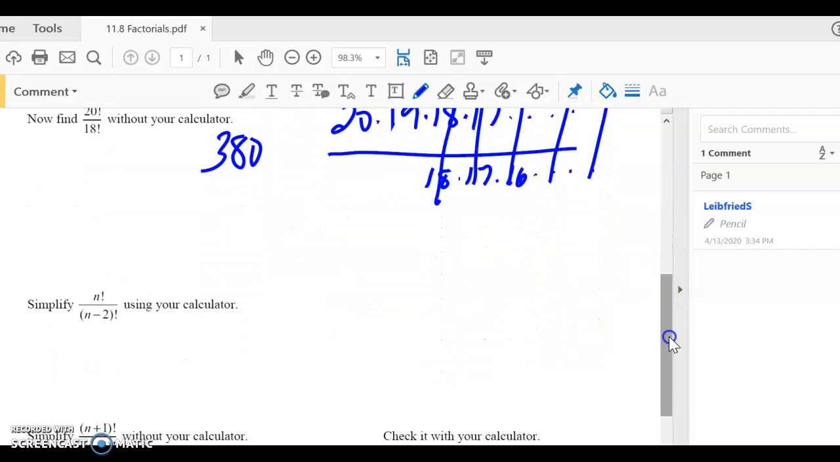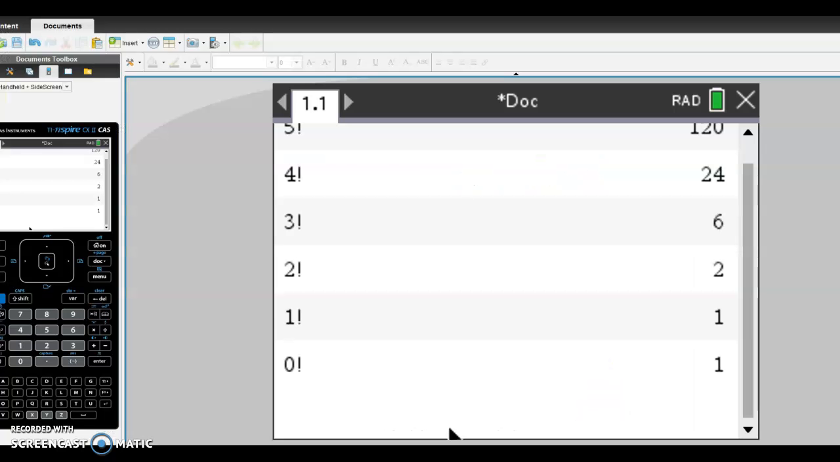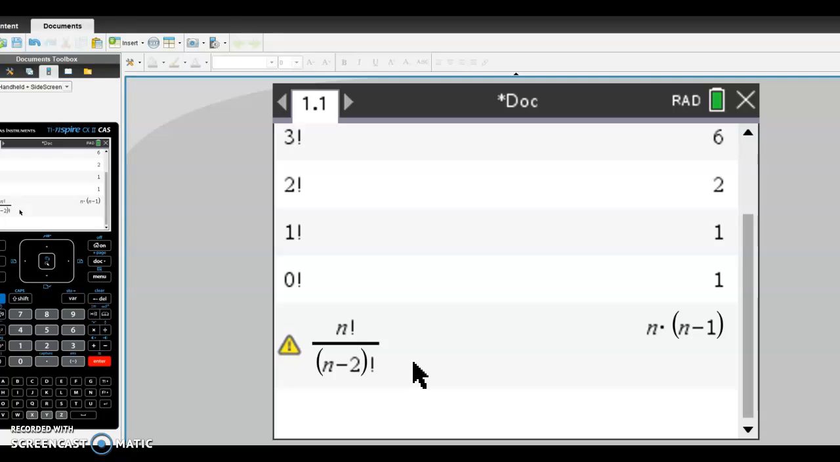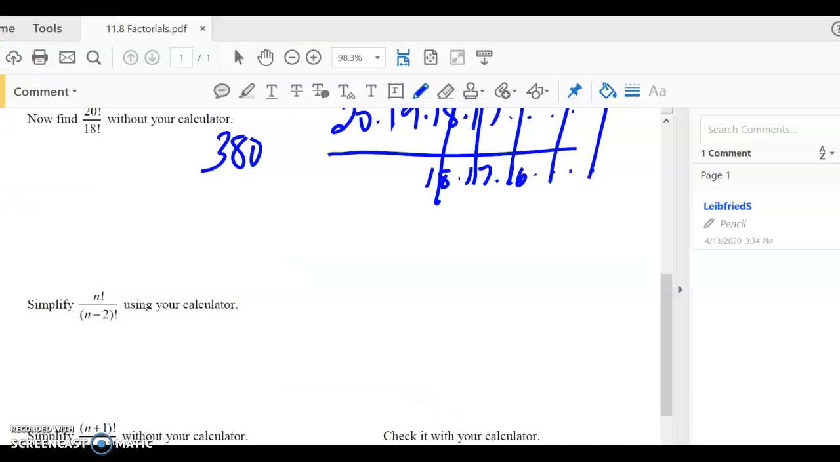Moving on. N factorial over n minus 2 factorial and using your calculator. So when we do that, we can just quickly make a fraction. We can type in n factorial over n minus 2. Make sure the factorial sign is on the outside of the parenthesis. And you'll get the quantity n times n minus 1. So essentially, we got n times n minus 1, but simplifying it would leave us n squared minus n.